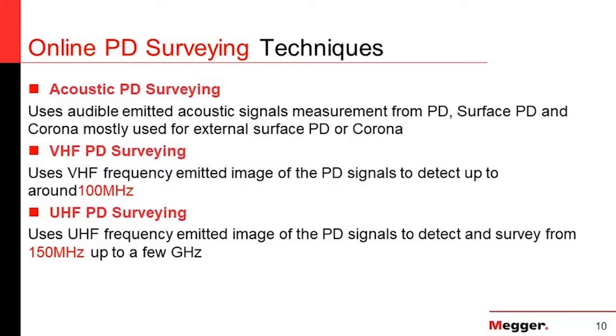The next method is VHF partial discharge surveying. By VHF, we look for the frequency map and image of the partial discharge in the VHF frequency range. The third and the best one is UHF PD surveying. We look for partial discharge images in the ultra-high frequency range, which is pretty much the best of all the online partial discharge surveying methods. And the frequency range is from 100 megahertz up to a few gigahertz.